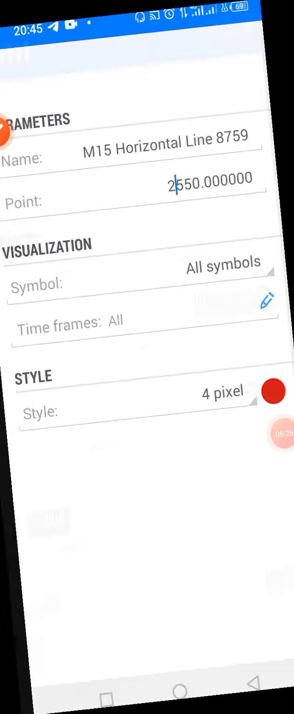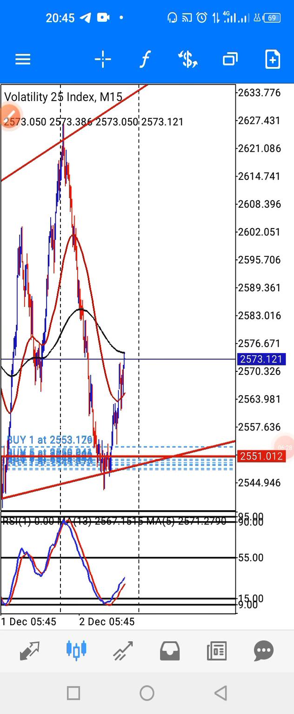Then I also got my psychological level, which I've told you about. If you don't know how to get a psychological level and volatility, check one of my previous videos. I explained where you pull out your horizontal line and check out the nearest 10. From this, the nearest 10 here will give us 2550. So boom, you got your psychological level.